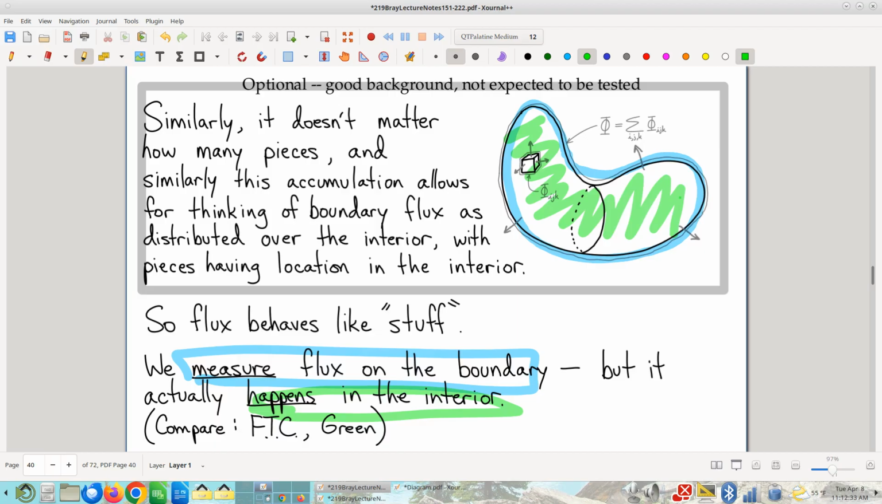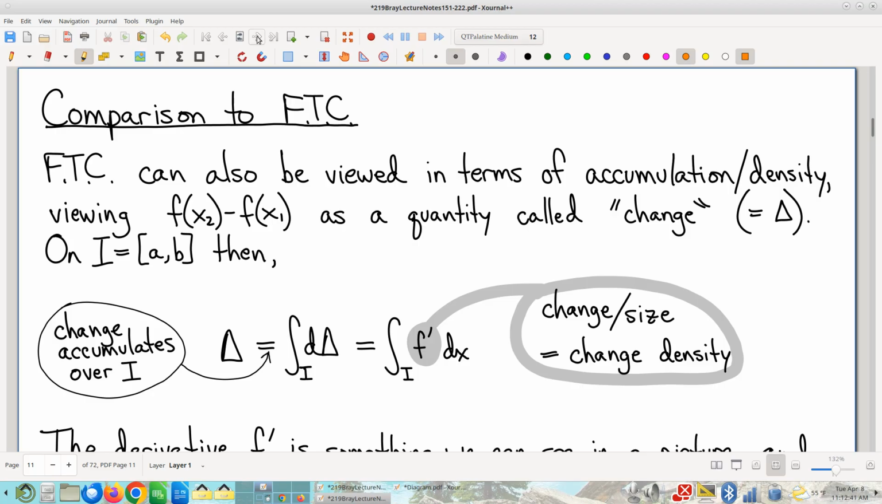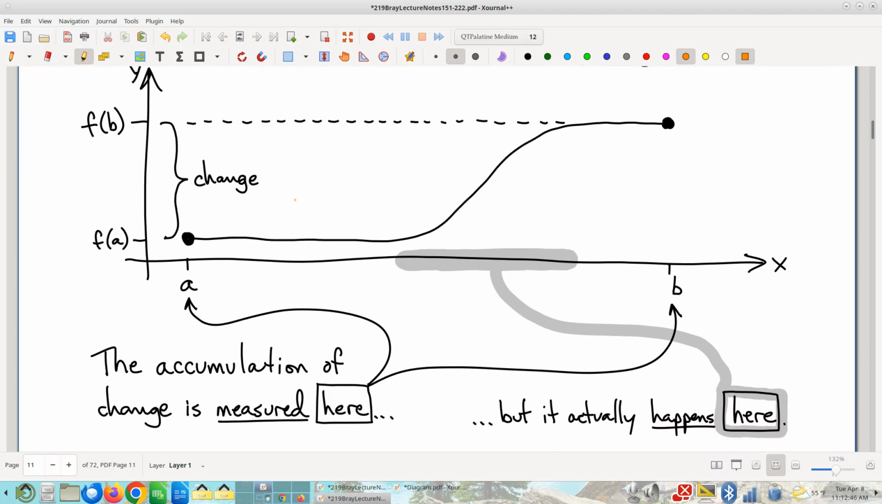So I am going to remind you, we have seen this before. Specifically here, when we were talking about the fundamental theorem of calculus, we made this observation. Same story. Let's talk about change. Change is computed by looking at a formula on the endpoints: F of B minus F of A. That's how you compute how much something changed. That computation takes place entirely on the boundary, the endpoints of that interval.